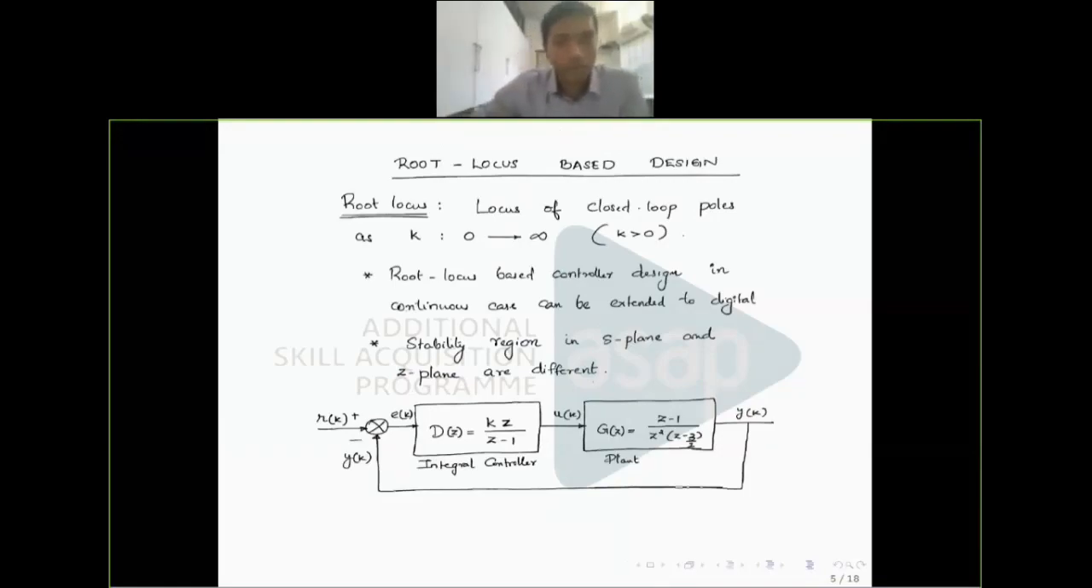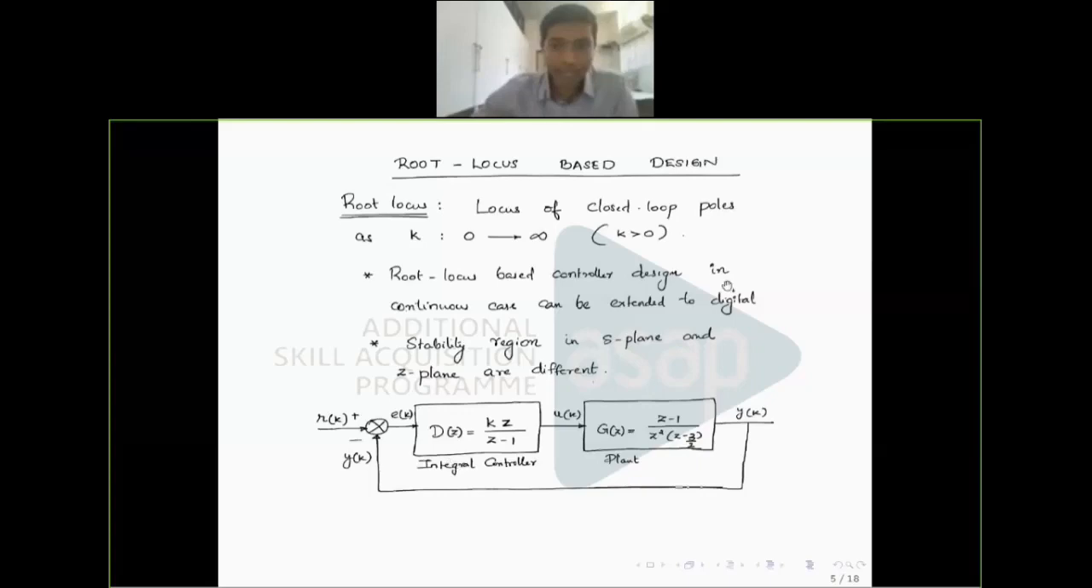So what is root locus? Root locus is nothing but the set of points of closed loop poles as you vary the gain K from 0 to infinity. I'll introduce what K is, what closed loop poles are, and what the root locus is in the Z domain.